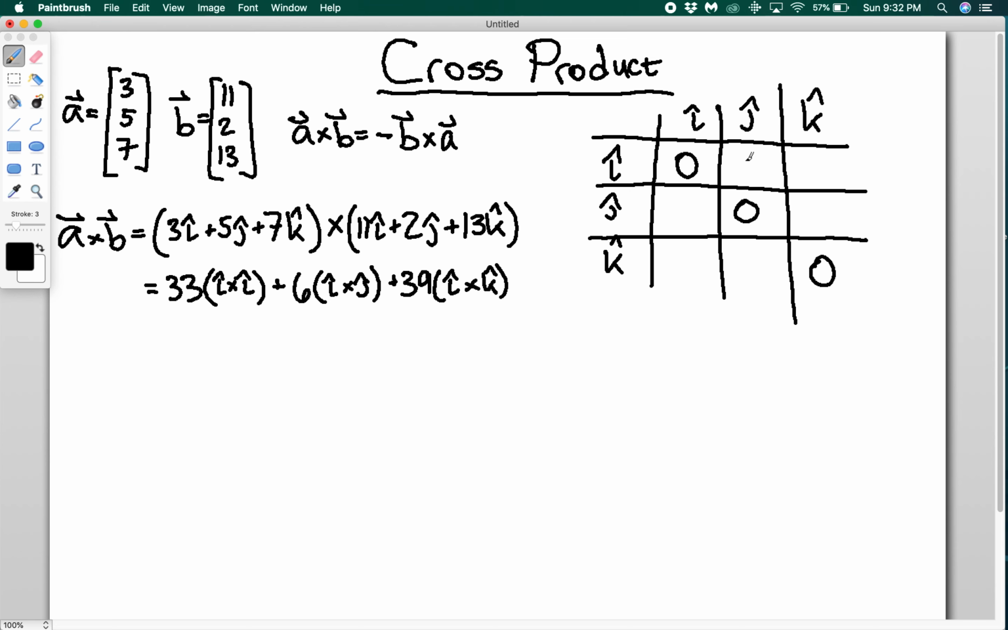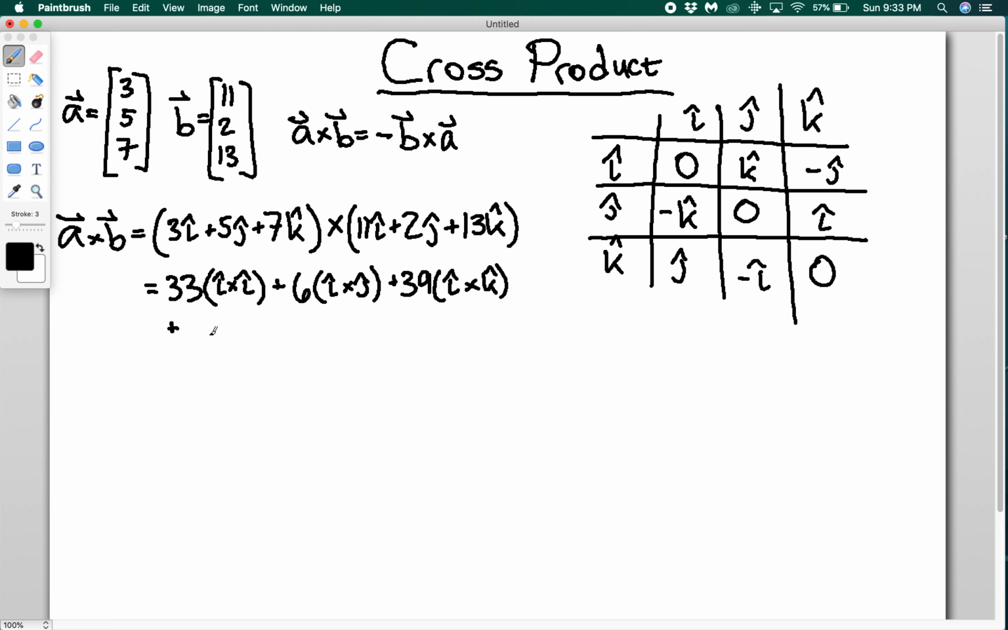i hat cross j hat with the right-hand rule is going to be k hat, which means we can also fill in j hat cross i hat, which is going to be the negative. And then i hat cross k hat is negative j hat, which means this is positive j hat. And then finally, this is going to be negative i hat. So we can use this to do this out. So I'm going to have this, and then I'm going to do all of the rest.